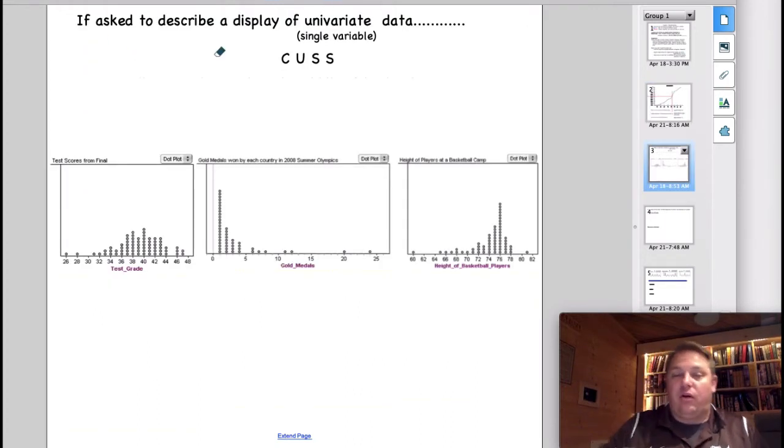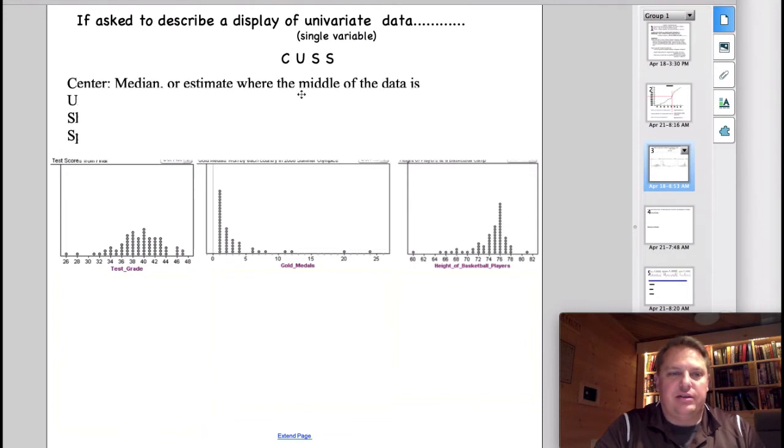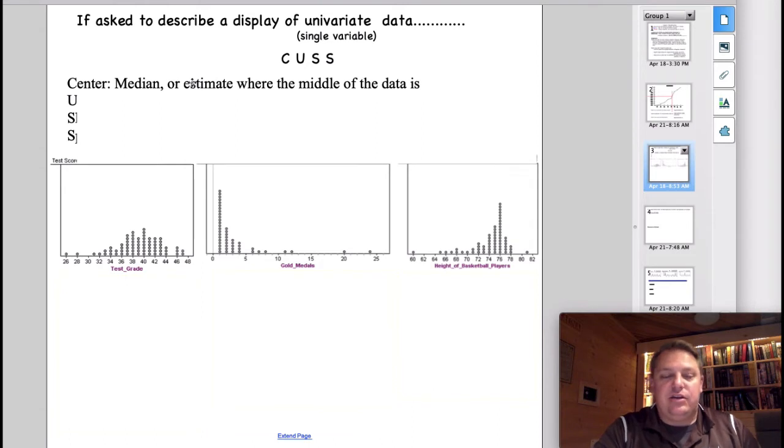All right, way more likely for you to see is to ask you to describe a display of univariate data. Univariate just means single variable. And we use the acronym CUS. If they say to describe, that's really a loaded question. We should be talking about 4 things. We should talk about the center, which if you have the data and you can type it in your calculator, just find the median exactly.